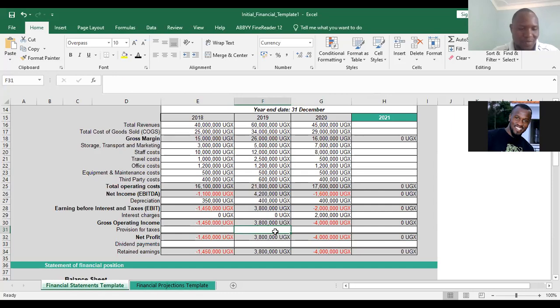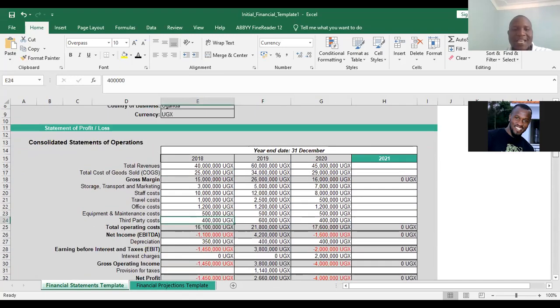38 times 0.3. Corporate tax is 30%, so that means I'll pay here 140. This year I won't pay because it's a loss. And I decide if I'm paying dividends or not. And that simply closes in my income statement.